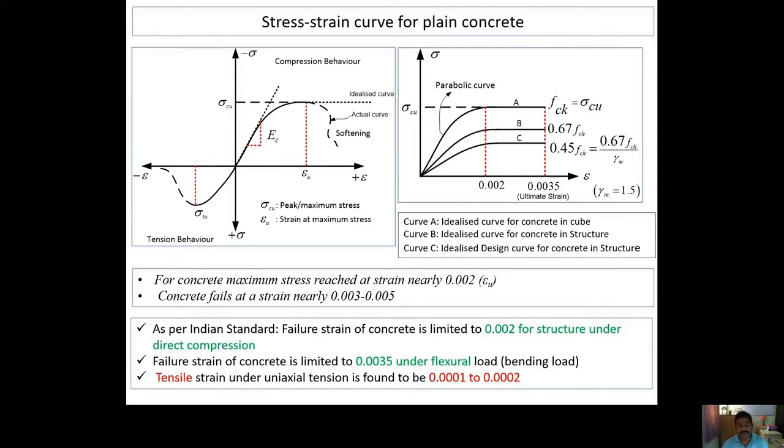It is basically showing the failure strain.